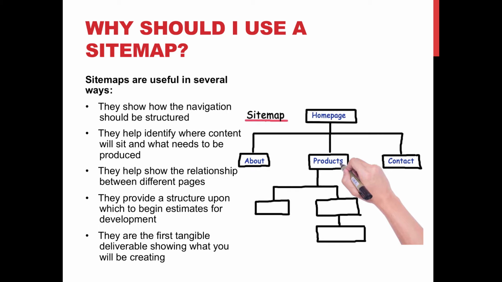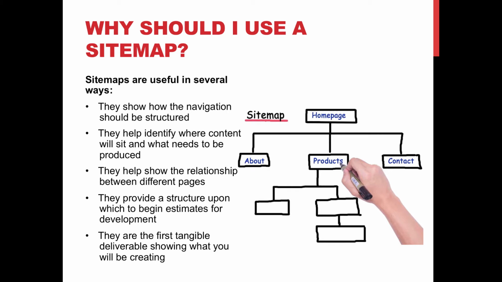So why do we use a sitemap? The number one thing is they show how the navigation should be structured. How am I structuring where my navigation is going in the sitemap or in my web page? So I've got my home page, that's where we're landing. What else is that top level navigation showing? That's a super important thing to figure out, because changing it after you've coded it takes quite a bit of time.